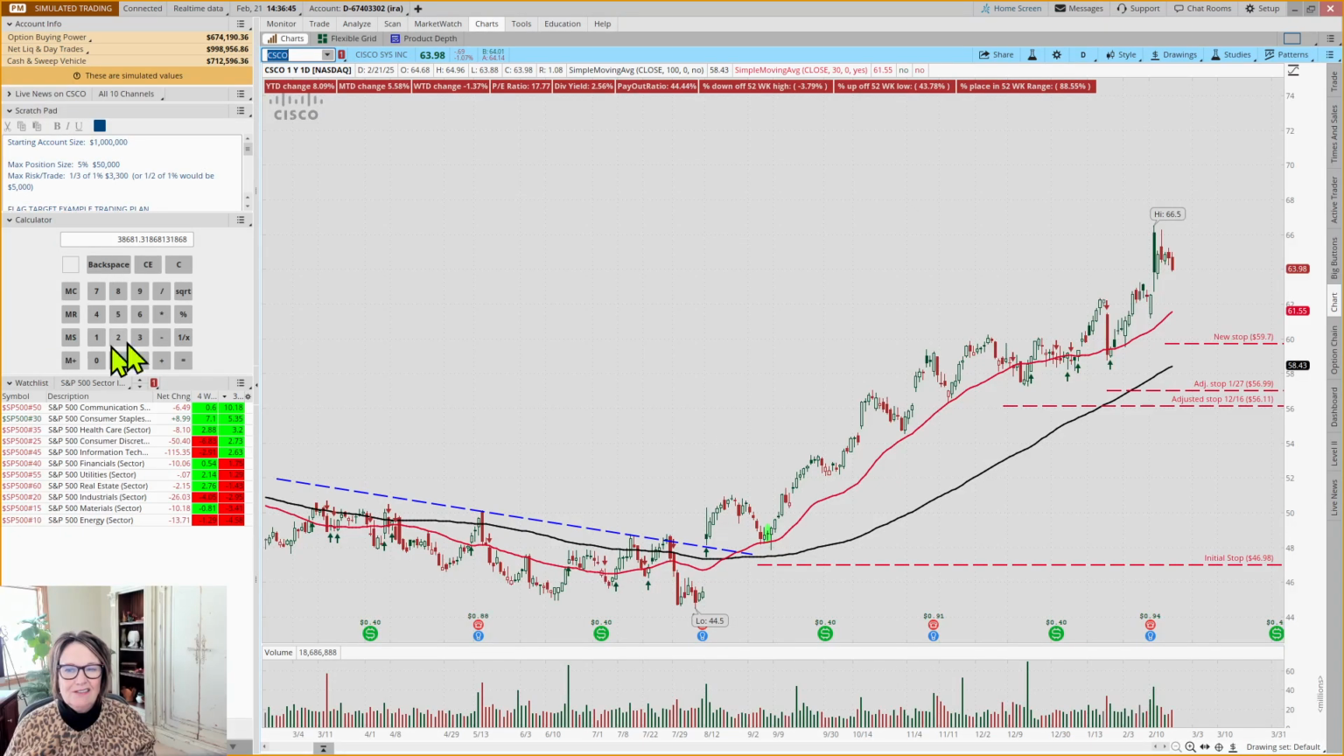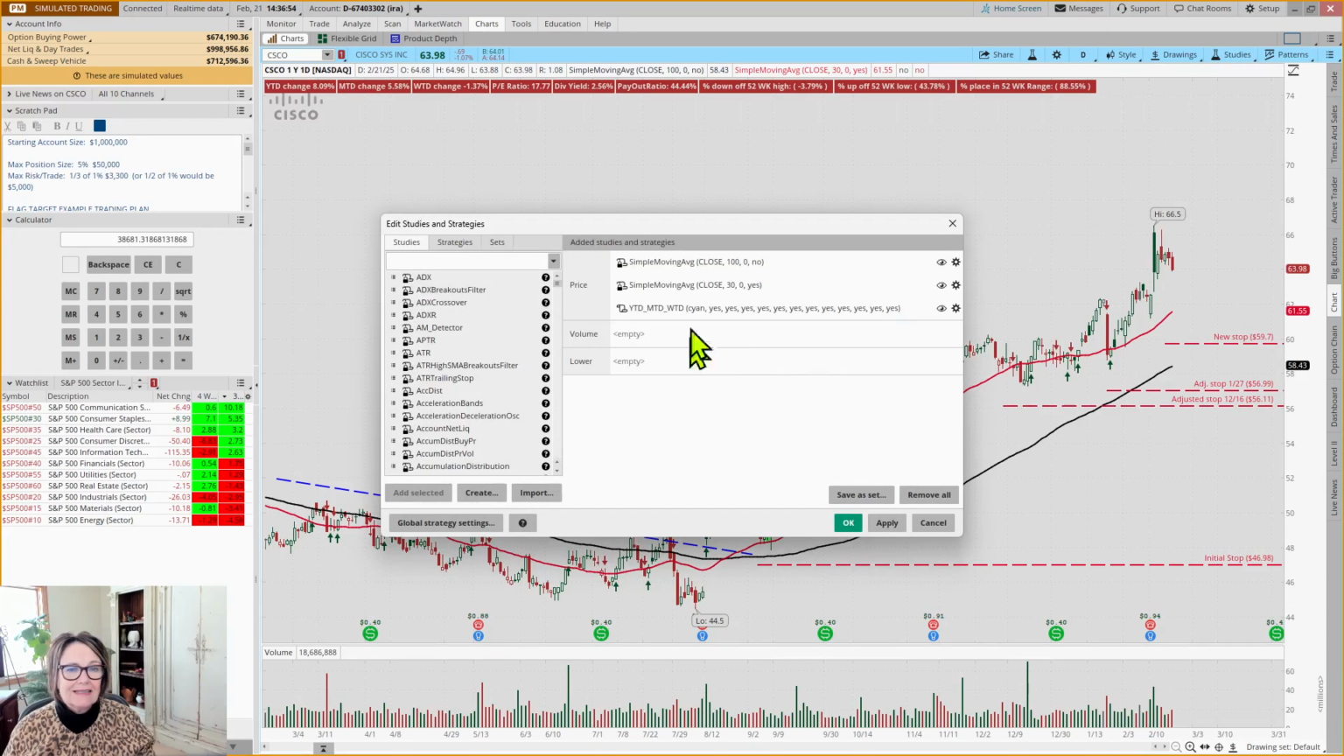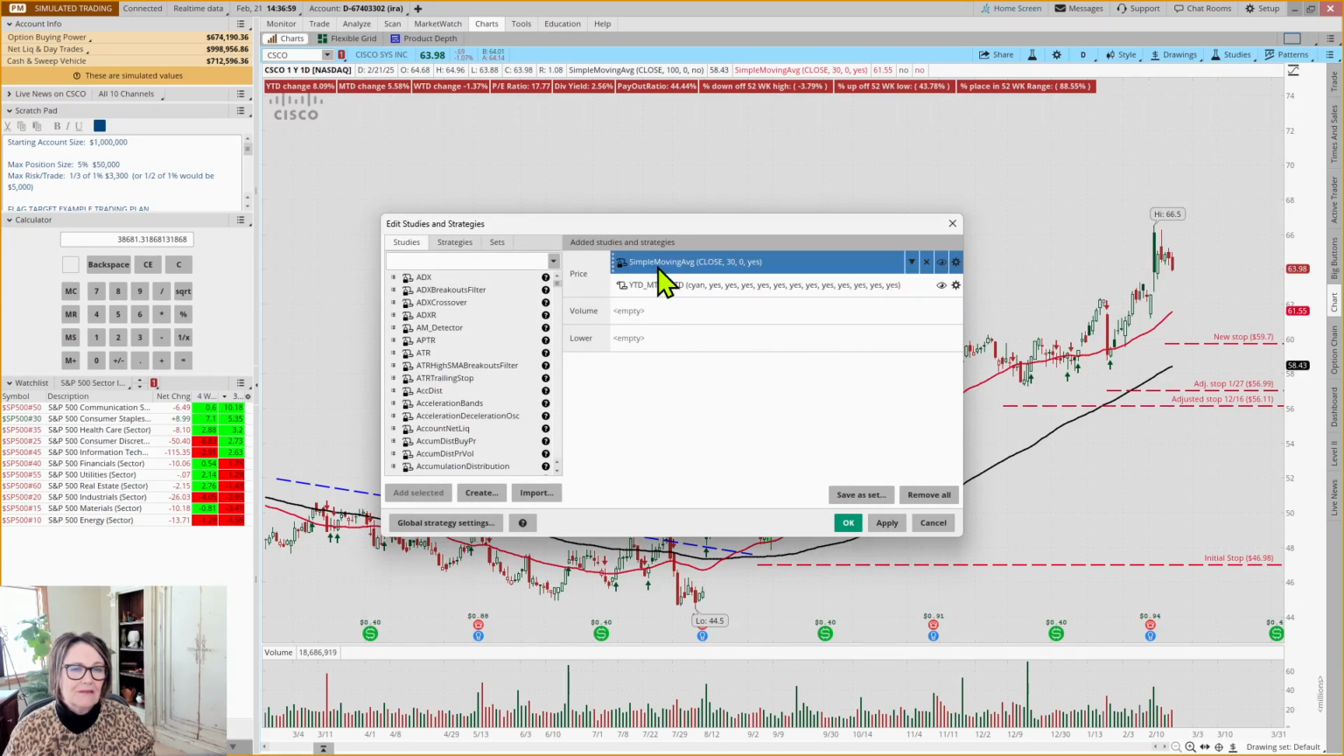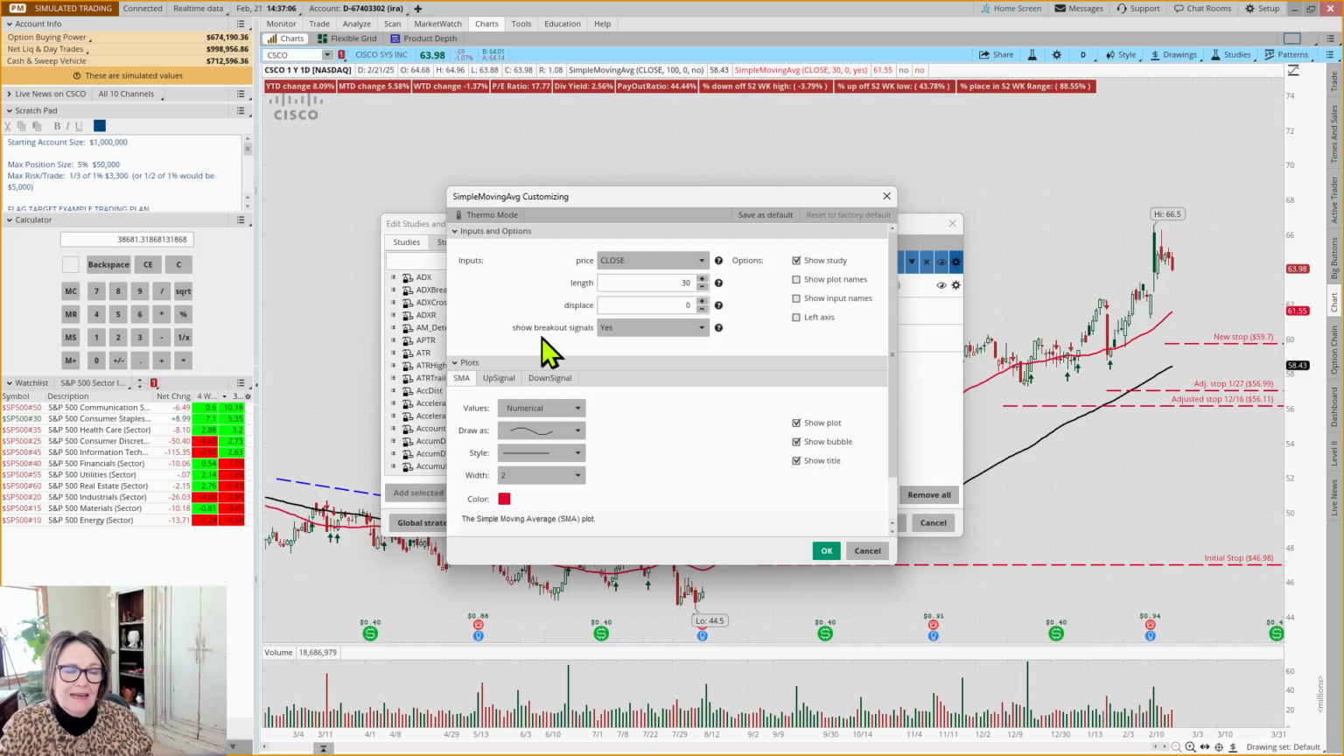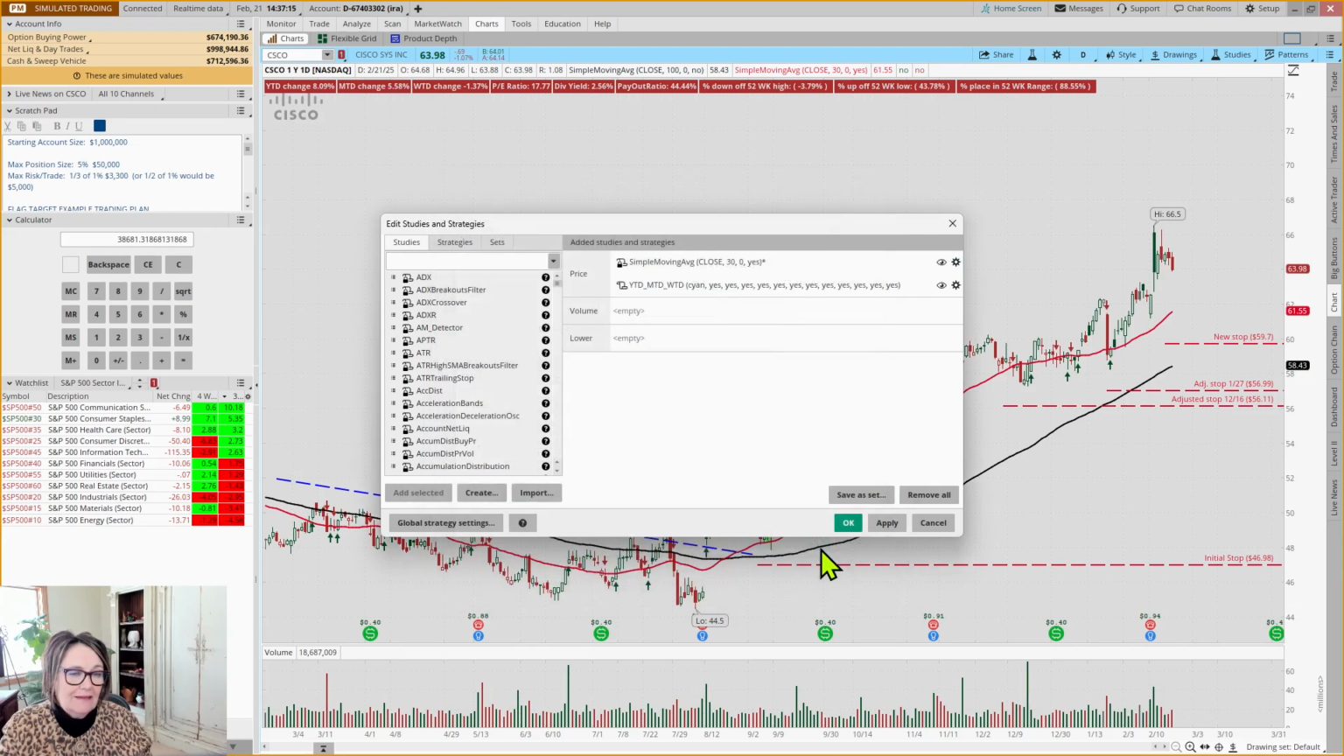With this chart, I am just going to show you how to add this arrow. We're going to come to edit studies. I'm going to get rid of this 100-day moving average just to get rid of the clutter. Then for our simple moving average, when you add it to the chart, you come to the sprocket and it says here, show breakout signals, and the default is no. We're going to change that to yes, and then hit OK and apply.